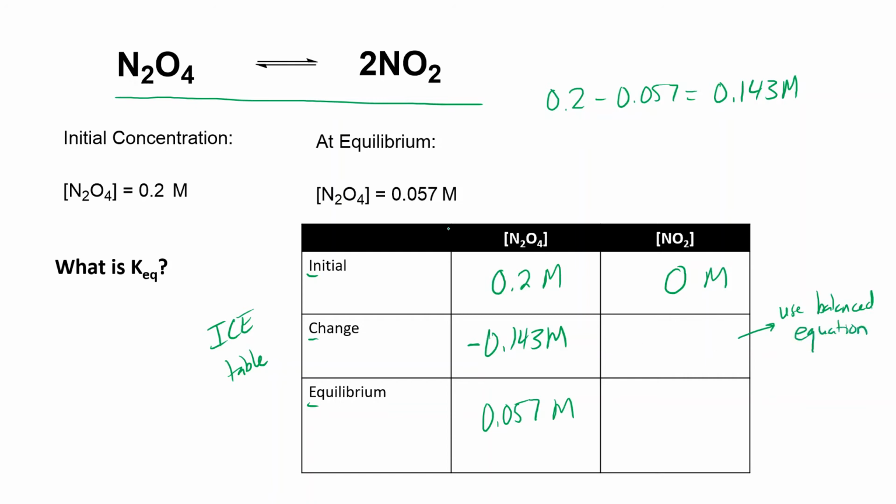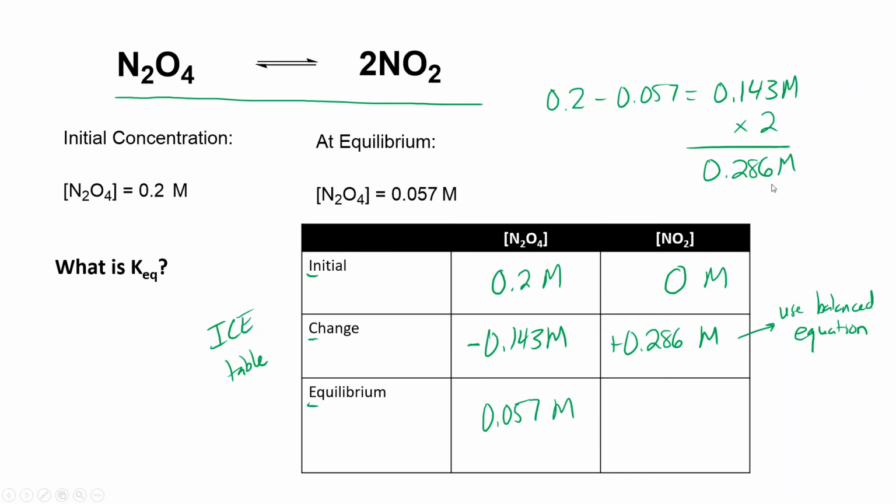The balanced equation tells us that for every mole of N2O4 that reacts, we produce 2 moles of NO2. So to figure out the change, we take 0.143 times 2, and that gives us 0.286 molar. That gives us our change in NO2. Because this coefficient is 2, we multiply the whole thing by 2.